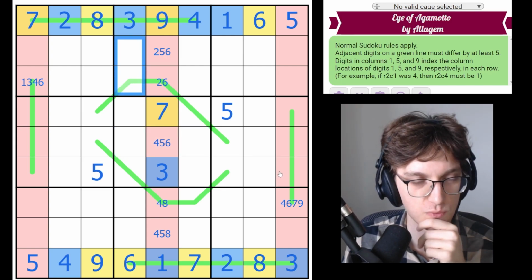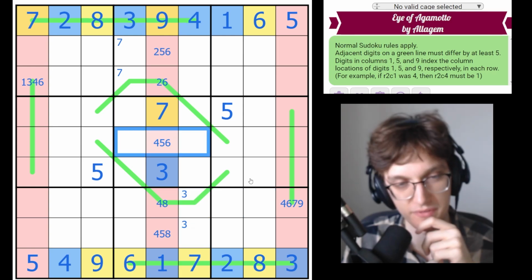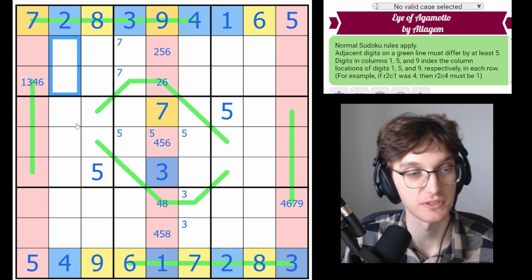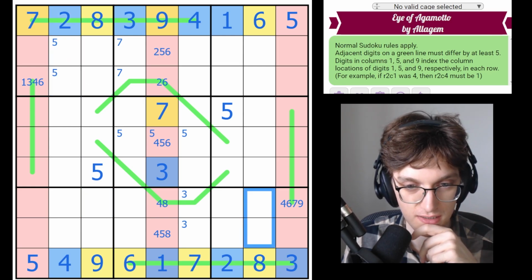Now we know 7 is in one of these two spots, and 3 is in one of these two spots. 5 is in one of these 3 spots. Oh, okay, and 5 is in one of these 2 spots because of Sudoku. We're getting a lot of Sudoku stuff here. Same thing here. Oh, yeah.